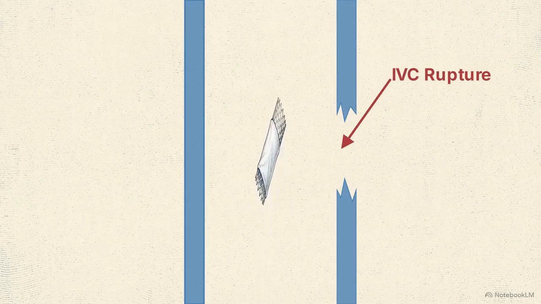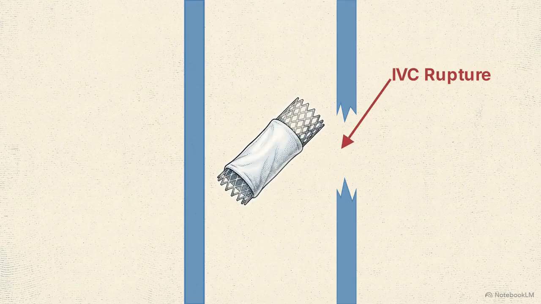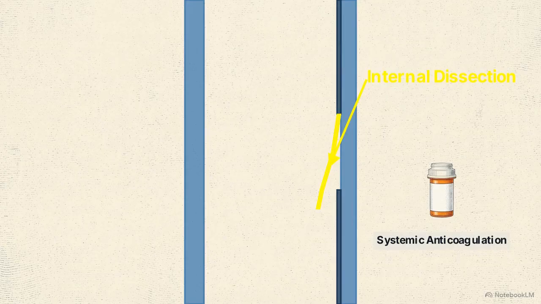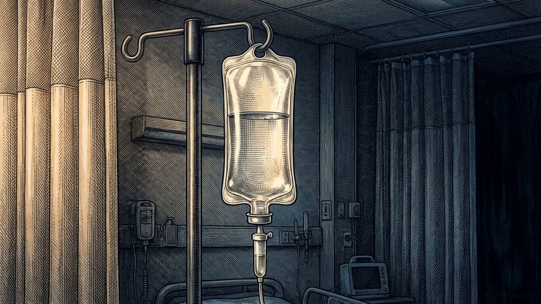The immediate next step is deploying a covered stent graft directly over the rupture site to seal the defect. If the mechanical extraction caused a vessel wall injury or an internal dissection rather than a free rupture, the alternative complication protocol goes into effect. The treatment shifts entirely to systemic anticoagulation.